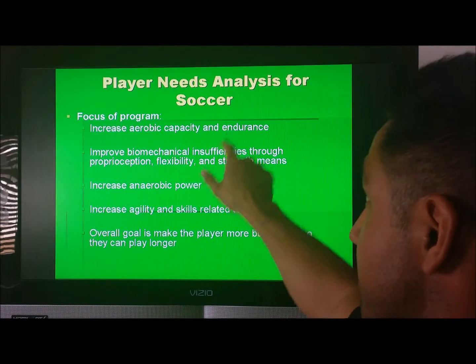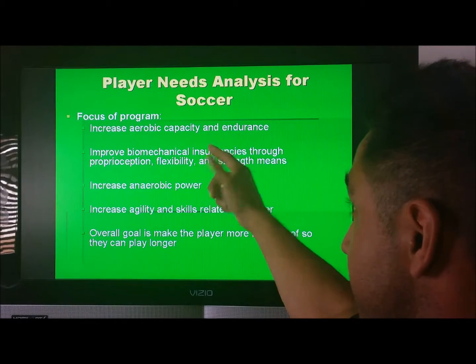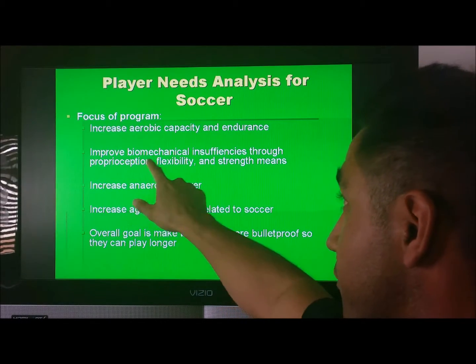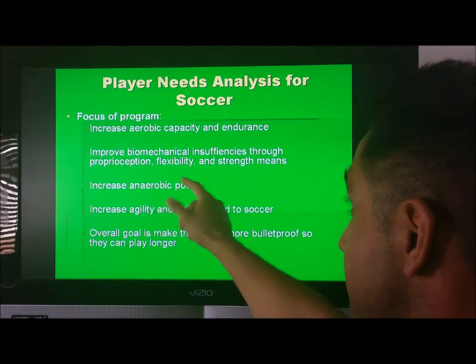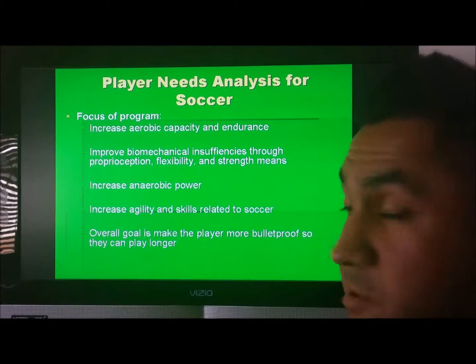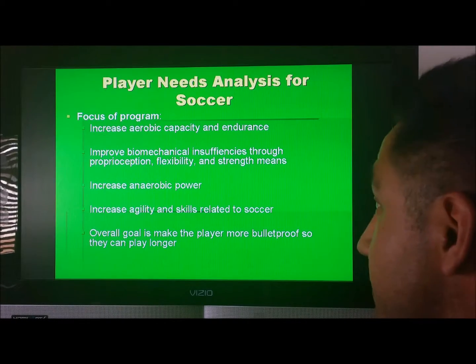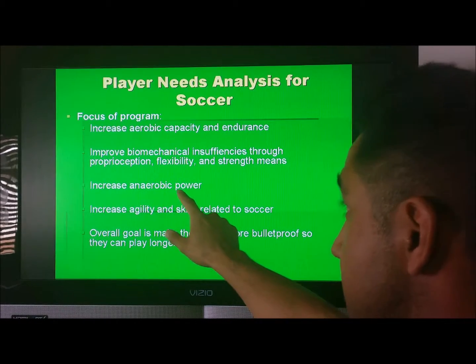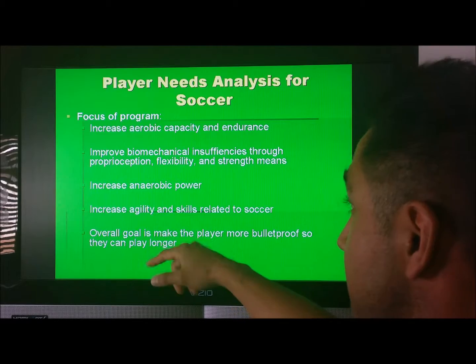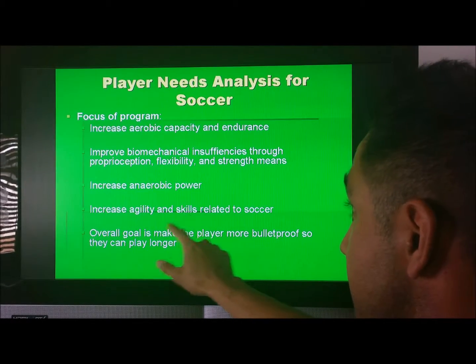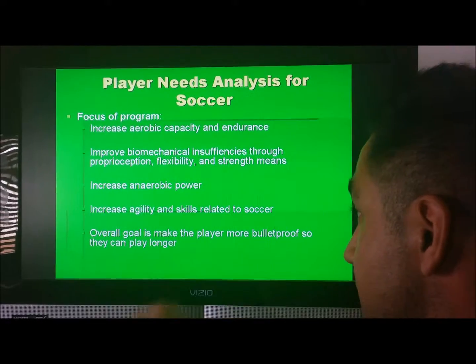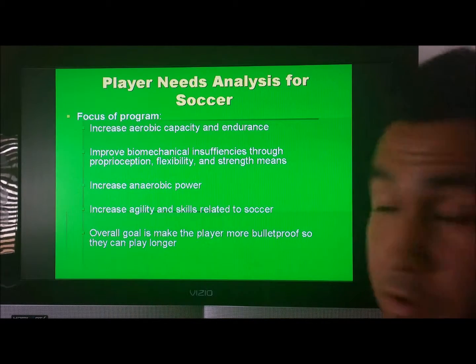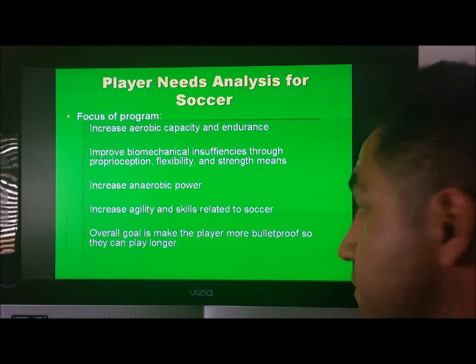So here's a player needs analysis for soccer: increased aerobic capacity, endurance, improved biomechanical insufficiencies through proprioception, flexibility, and strength. So we want to reduce those imbalances of the body to reduce injuries and improve performance. Increased anaerobic power is what we talked about. Increased agility skills related to soccer, and to make the player overall more bulletproof, so they can play longer.